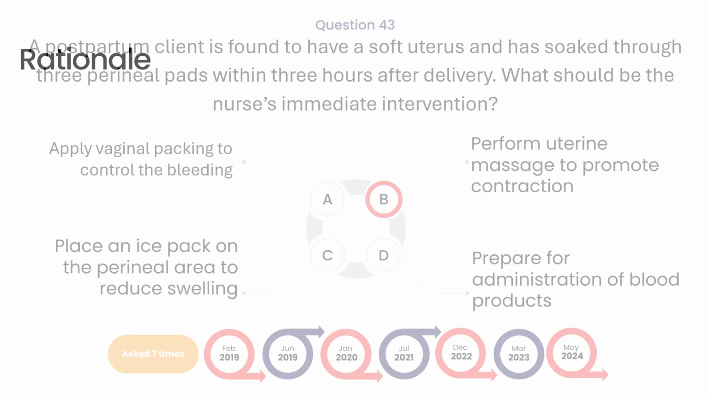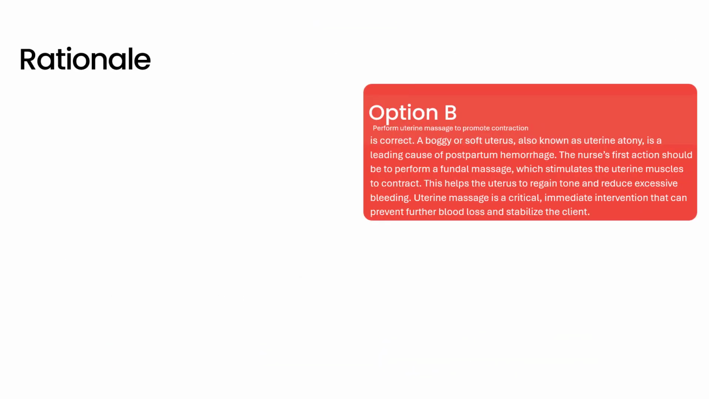B is correct. A boggy or soft uterus, also known as uterine atony, is a leading cause of postpartum hemorrhage. The nurse's first action should be to perform a fundal massage, which stimulates the uterine muscles to contract. This helps the uterus to regain tone and reduce excessive bleeding. Uterine massage is a critical, immediate intervention that can prevent further blood loss and stabilize the client.